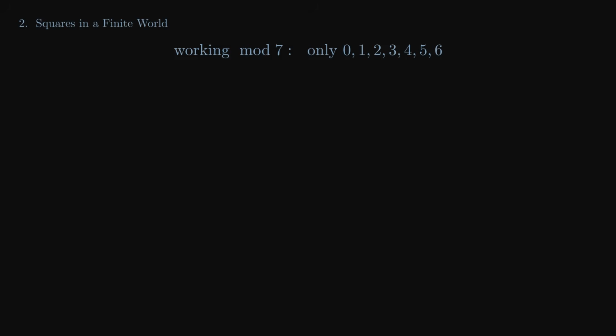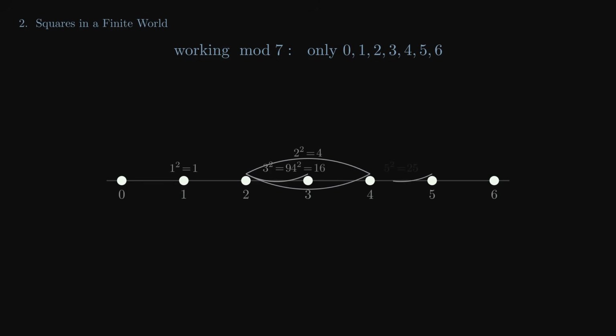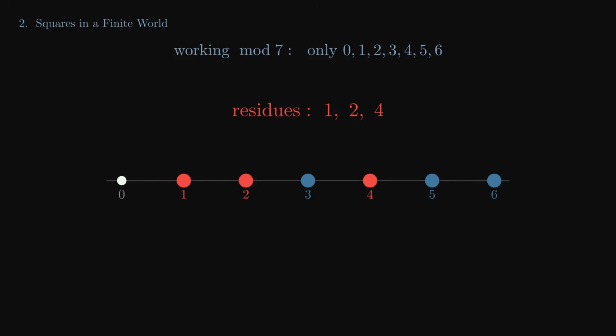Let us slow down and name what we are looking at. Working mod 7 means we only keep track of remainders after dividing by 7, so the only numbers that exist are 0 through 6. In that small world you can still square things. 1 squared is 1, 2 squared is 4, 3 squared is 9, which is 2 after removing a 7. Keep going and the non-zero squares that appear are exactly 1, 2, and 4, 3 of them. The numbers you can reach, 1, 2, and 4, are called the quadratic residues mod 7. The ones you cannot reach, 3, 5, and 6, are the non-residues.